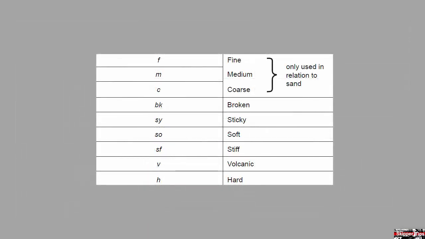In this illustration, we see seabed qualifiers. Seabed qualifiers further define the seabed type. Here you see fine, medium, coarse, broken, sticky, soft, stiff, volcanic, and hard. Notice that qualifiers are in lowercase letters. Now let's take a look at how these types and qualifiers might appear on your nautical chart.